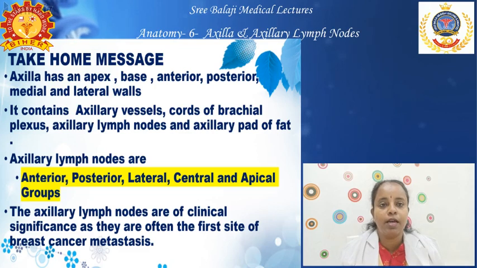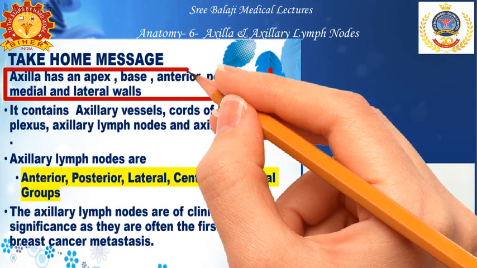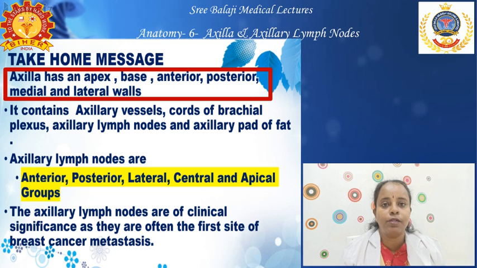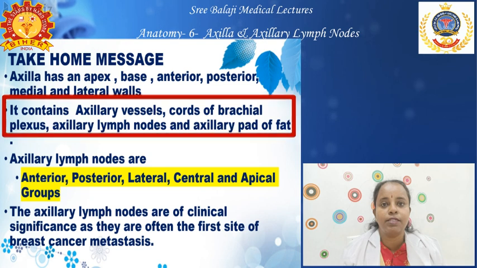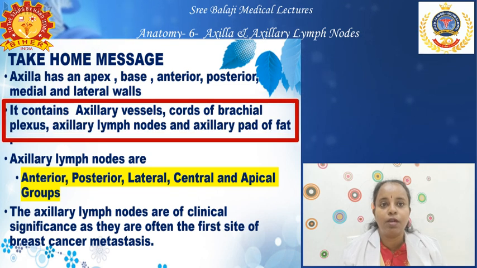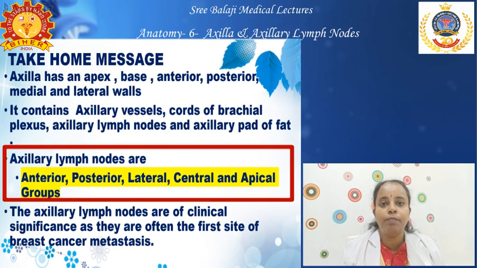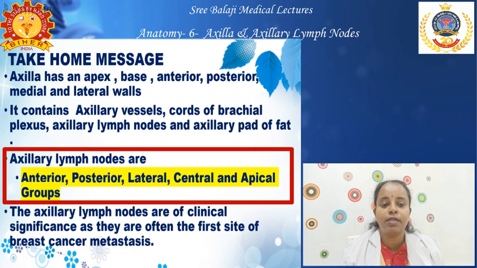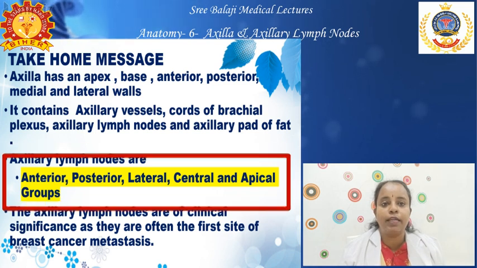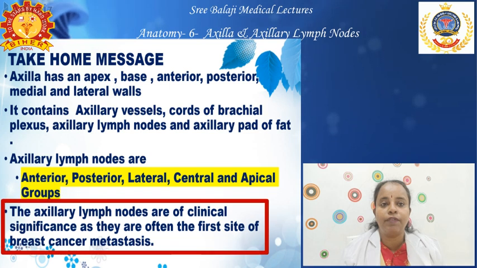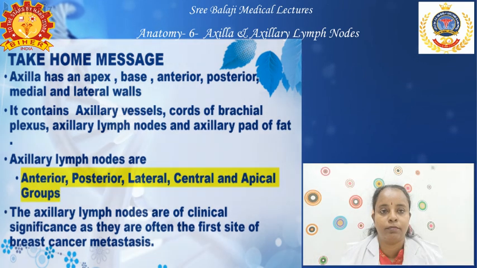To summarize, the axilla has an apex, base, and anterior, posterior, medial and lateral walls. It contains axillary vessels, axillary group of lymph nodes, cords of the brachial plexus and the axillary pad of fat. The axillary lymph nodes are the anterior, posterior, lateral, central and apical groups. They are of clinical significance as they are often the first site of breast cancer metastasis. Thank you.